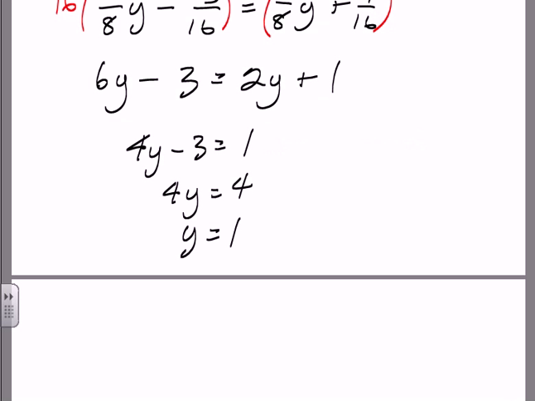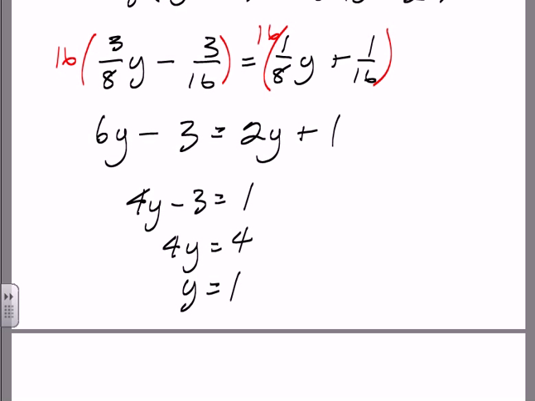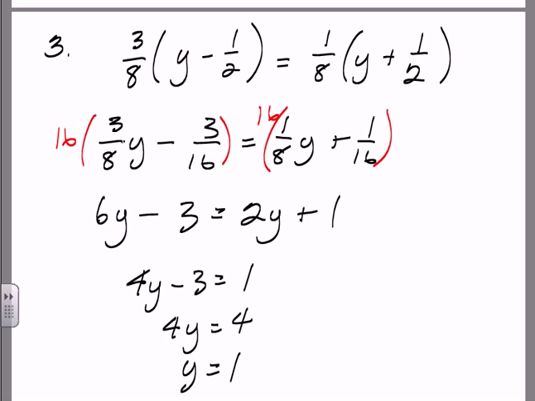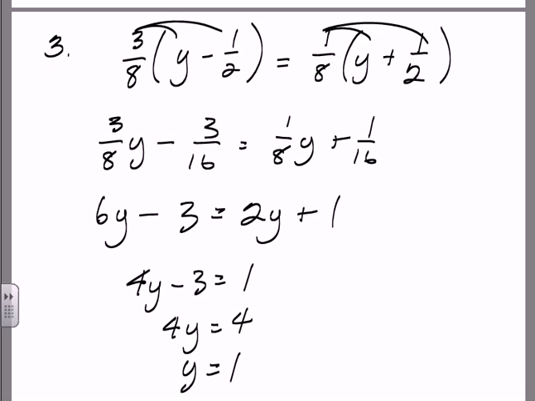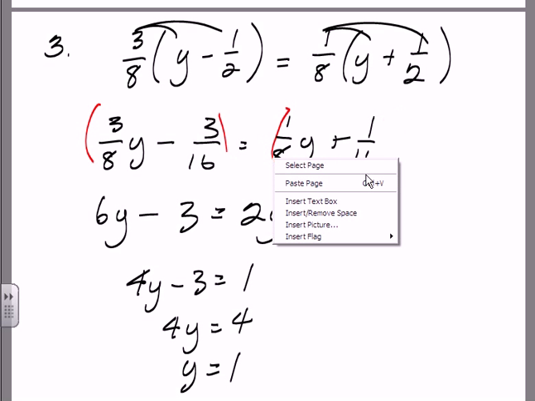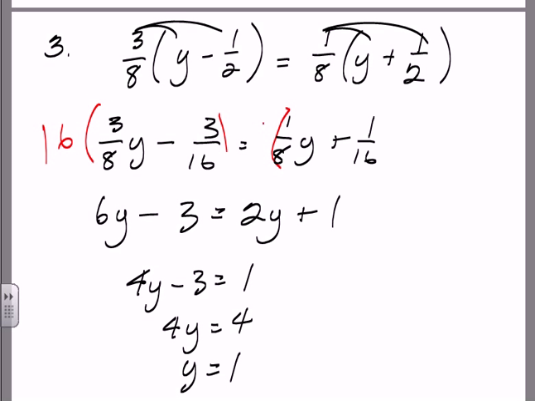So in this problem, before we even thought about getting rid of those fractions, we multiplied everything out before we even think about multiplying both sides by the LCD, which was 16.